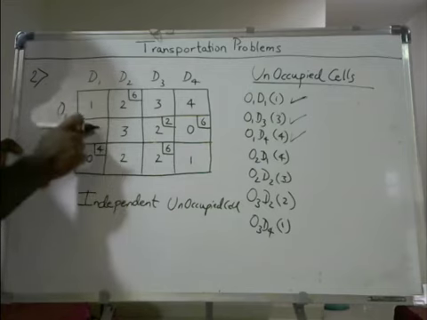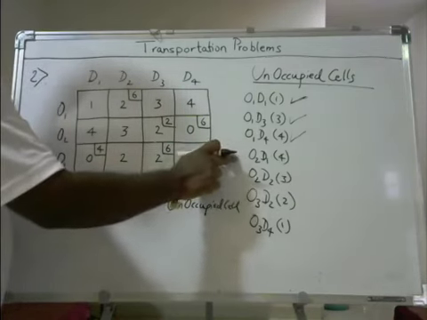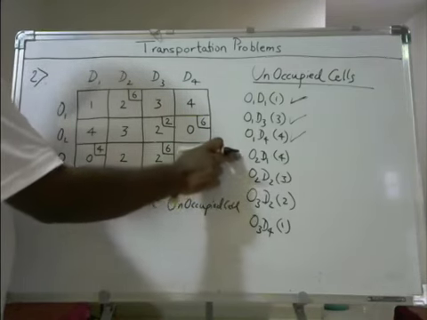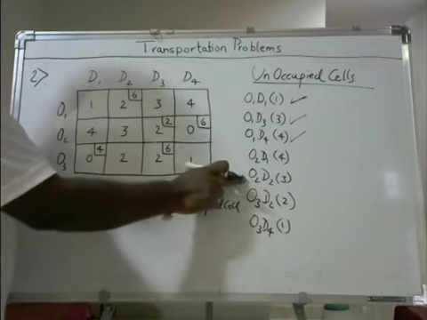If there is a closed loop, then it is not called an independent unoccupied cell. So this is not an independent unoccupied cell, so we have to leave this. Okay, let's see O2, D2.